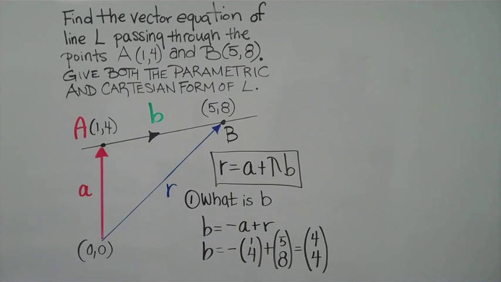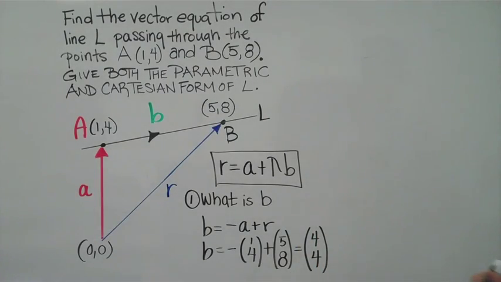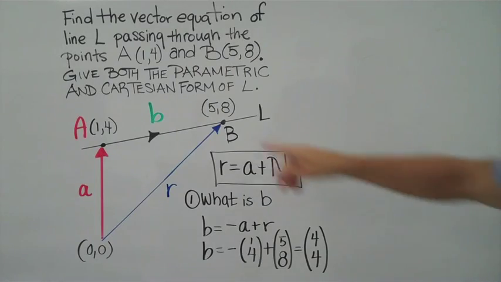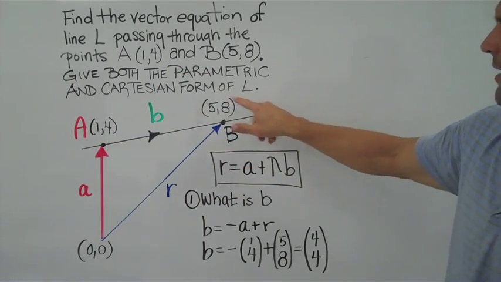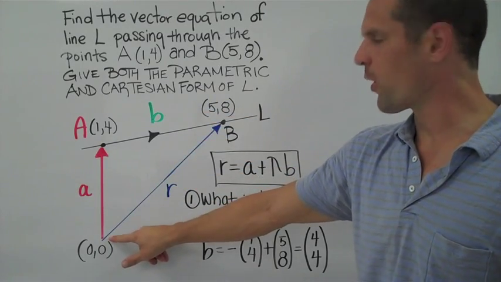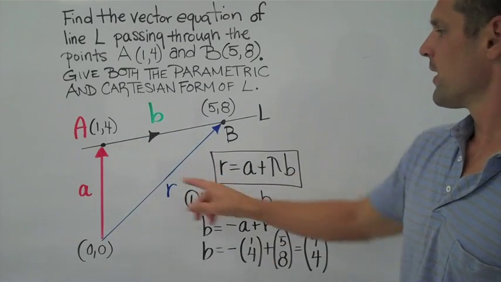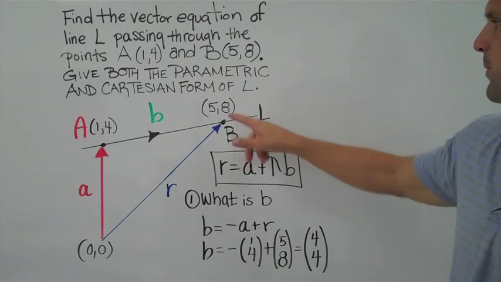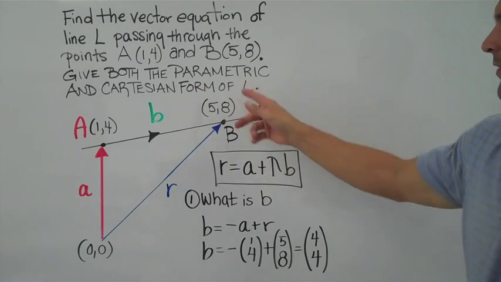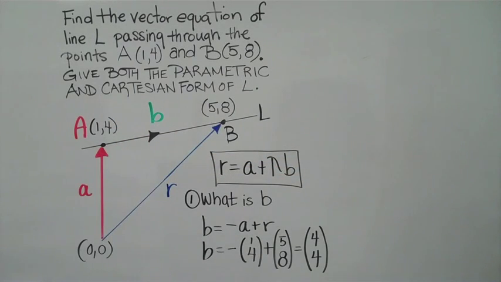Find the vector equation of line L. This is the black line L right here. We want to find the vector equation of line L passing through the points A, 1, 4, and B, 5, 8. So we know that from 0, 0, our position vector is going to be 1, 4 to point A. And our position vector of point B will be 5, 8, or 5i plus 8j, or 1i plus 4j.